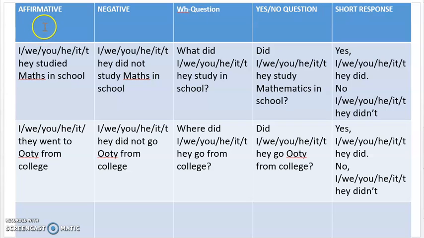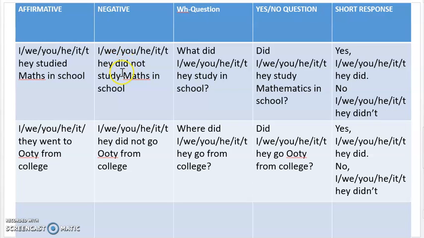See, affirmative, the main sentence. I or we, you, he, it, they, everything. They studied maths in a school. This is the past tense. Very simple. And the negative of the same is: they did not study maths in a school. Not studied. See the difference? Here it was studied, here it is study, because the did is taken out from the verb.